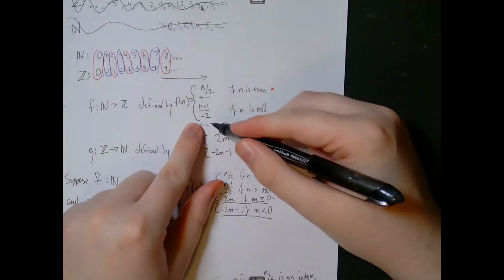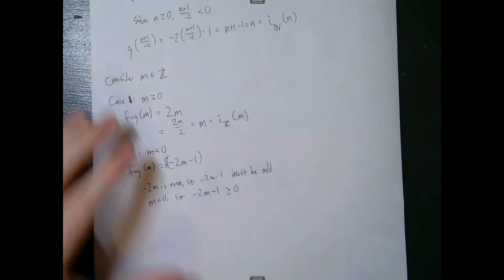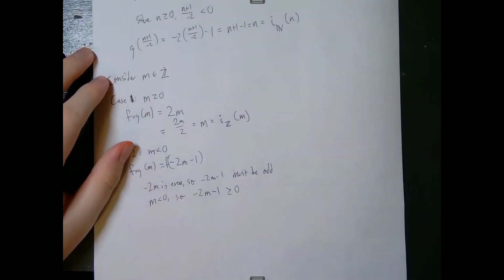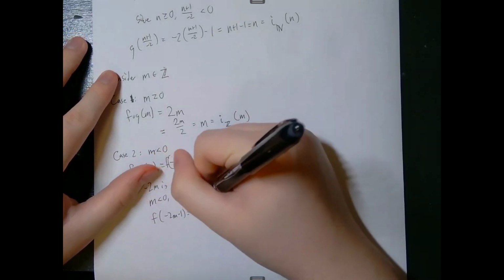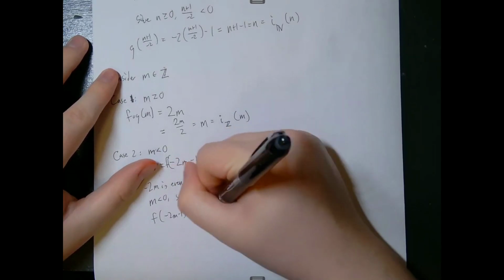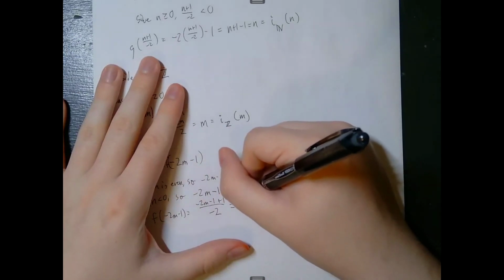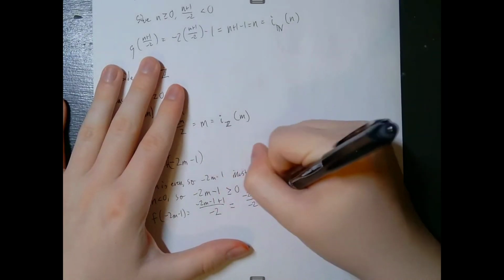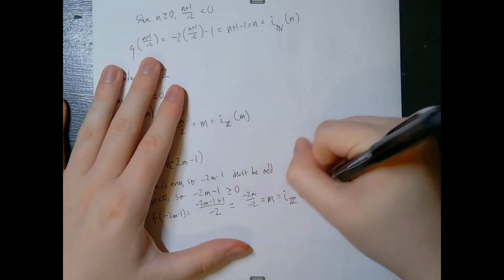So we can apply this part of f's definition. Oh, sorry, I should put an f of negative 2m minus 1 here. Basically, then we get that f of negative 2m minus 1 equals negative 2m minus 1 plus 1 over negative 2, which is equal to negative 2m over negative 2, which equals m, which is the identity map over the integers of m.